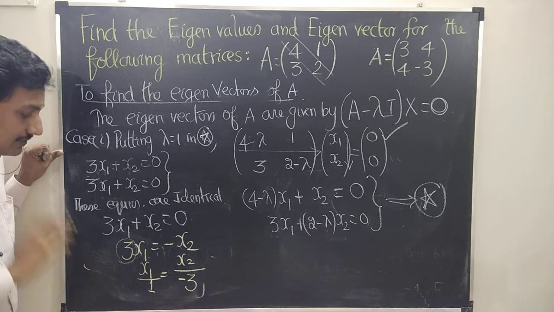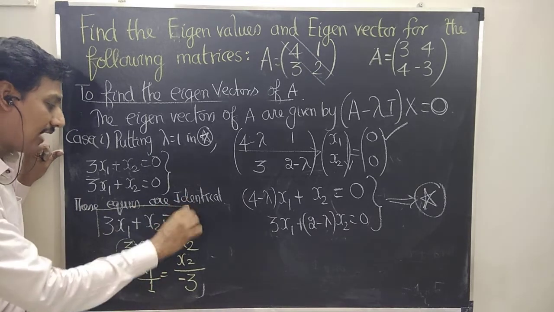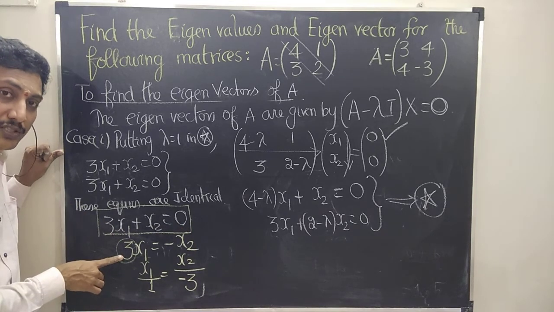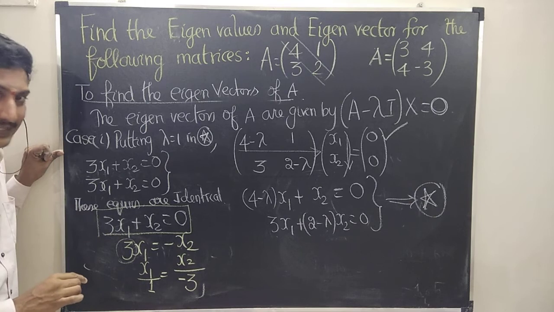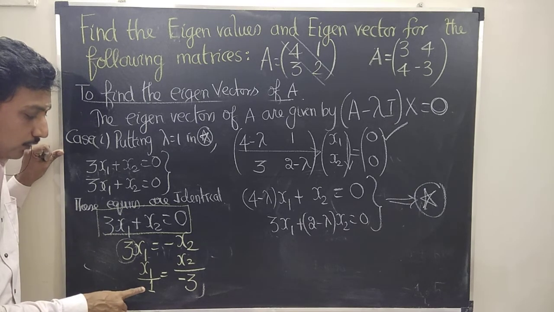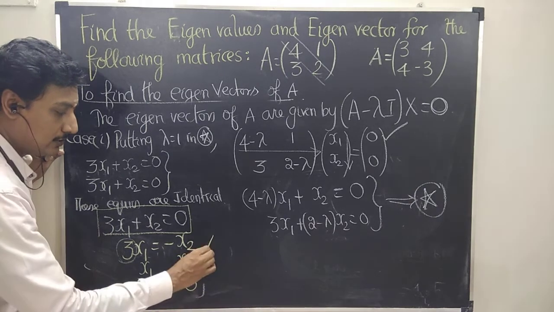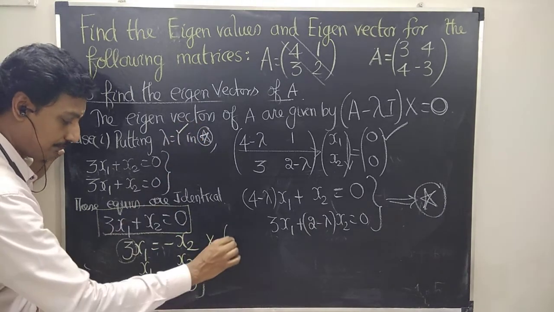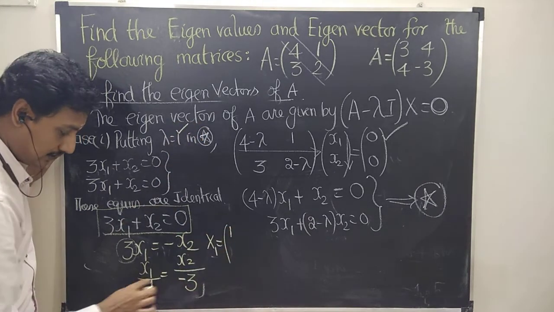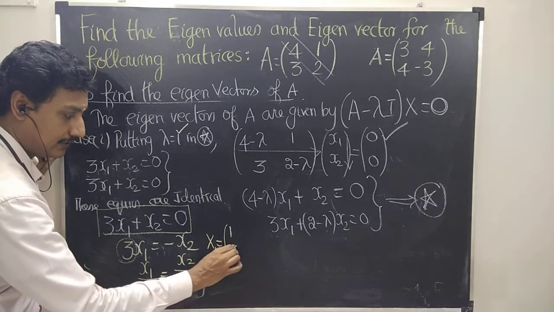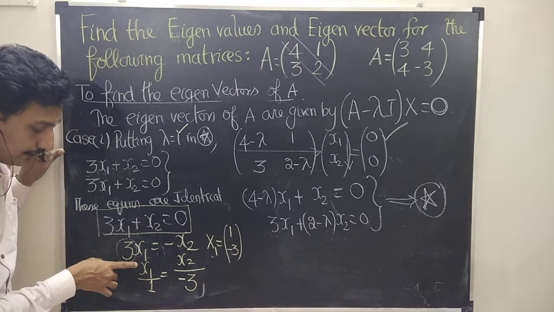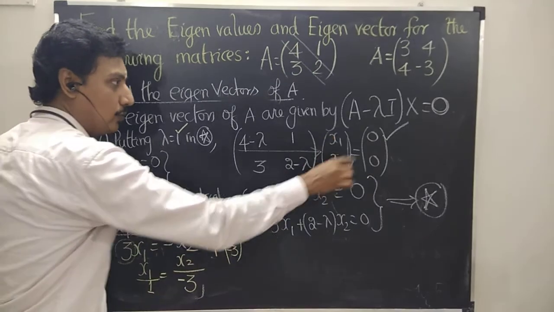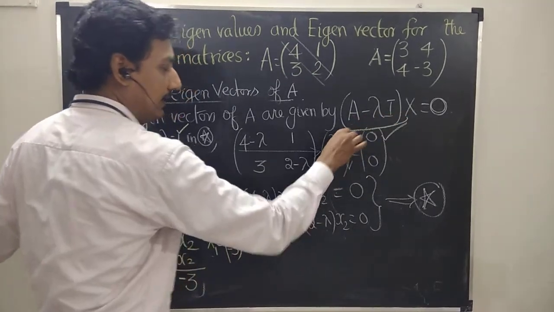Once again, how to solve this analytical equation? Very simple. Consider the coefficients and push them to the other side. So x1 by 1 equals x2 by minus 3. So the first eigenvector corresponding to lambda equal to 1 is x1 is 1, x2 is minus 3. Let me repeat, my x is x1, x2.